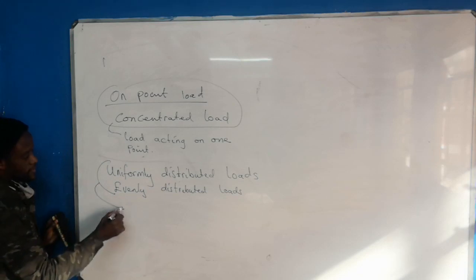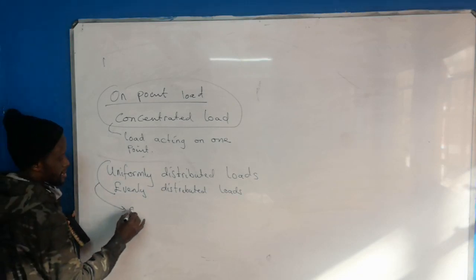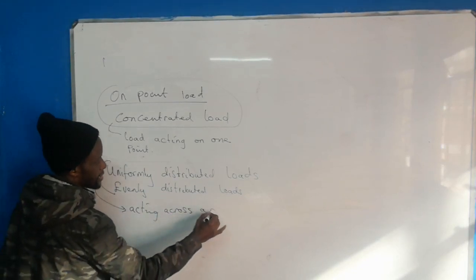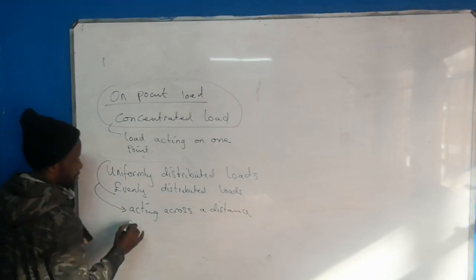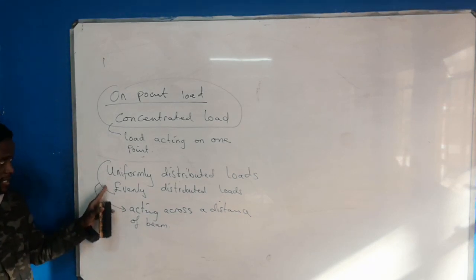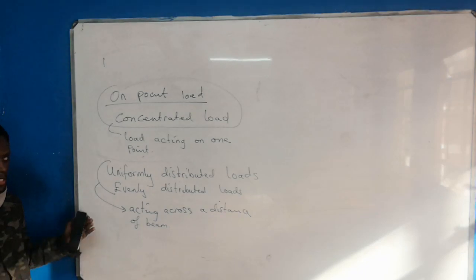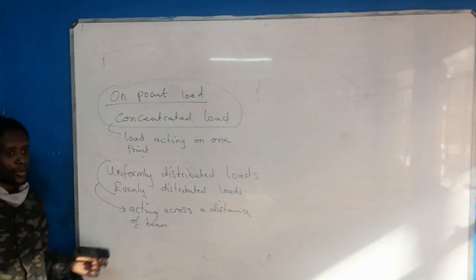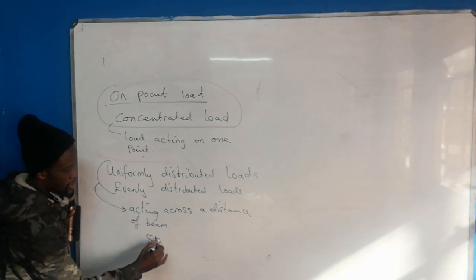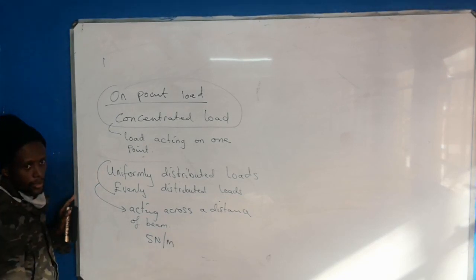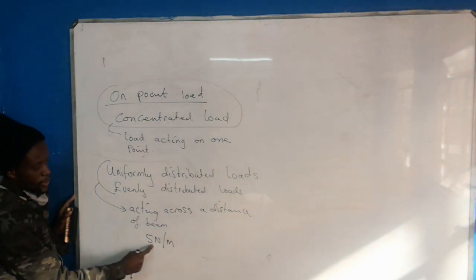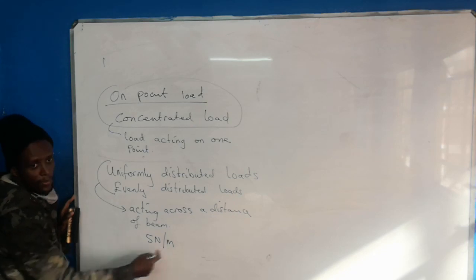This is the same thing again. This is acting across a distance of the beam. Okay? It is evenly distributed, as the name describes. It is distributed evenly, equally across the distance. This one they won't just give you as newtons, they'll say maybe 5 newtons per meter. Okay, so 1 meter is 5 newtons, another meter is 5 newtons, another meter is 5 newtons. So it will be distributed at this 5 newtons per 1 meter.